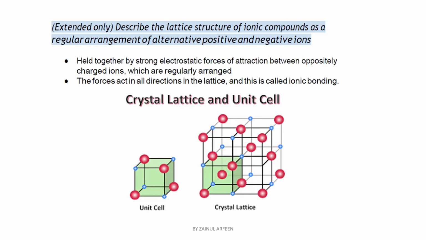The difference is that when you have many ions together, like when you have many sodium ions and chloride ions together, what do you call that? You call that a lattice. When you have only one, you just represent the ionic bond. So when a group of ions are together, we call that a lattice.